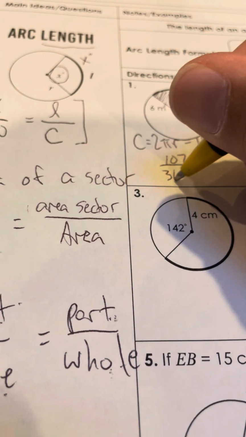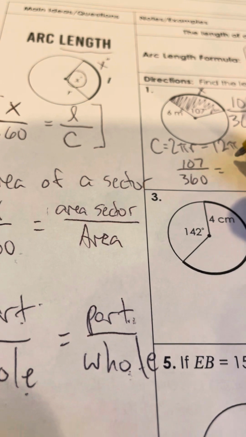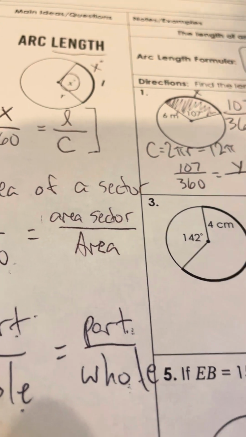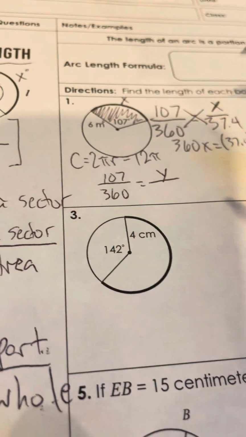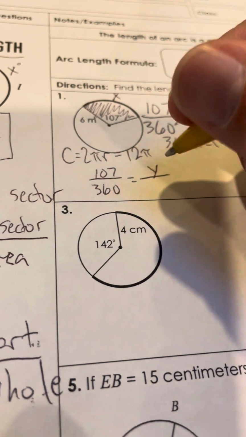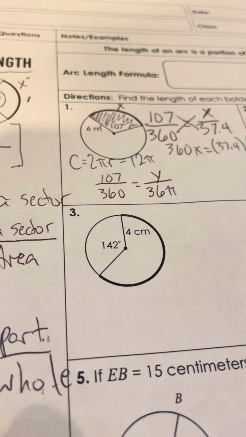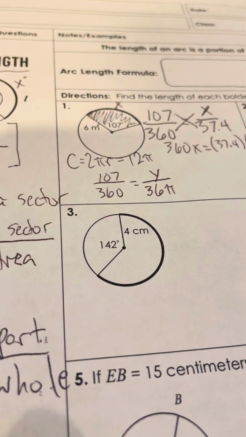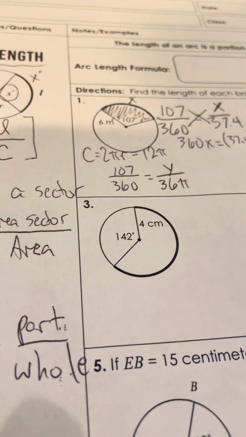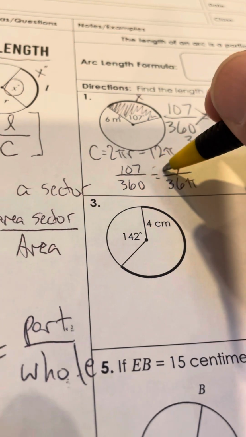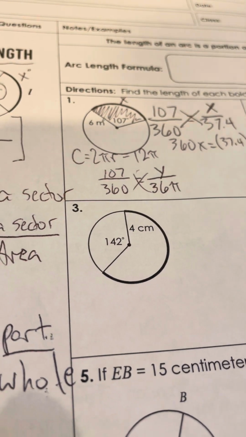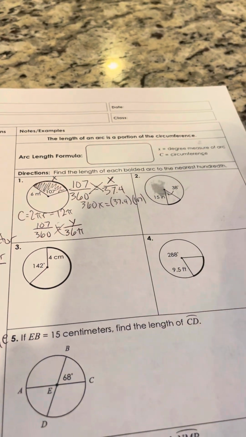Now, to find the area of this sector, we again do pretty much the same thing. 107 over 360 is equal to the area of a sector. We'll make it y so as to not confuse it with arc length, over the entire area, which is going to be 36 pi. Pi r squared, r is 6, r squared is 36. So once we do that math, 36 pi, we'll get some sort of decimal, cross multiply, and solve for y. That is how you do arc length and area of a sector.